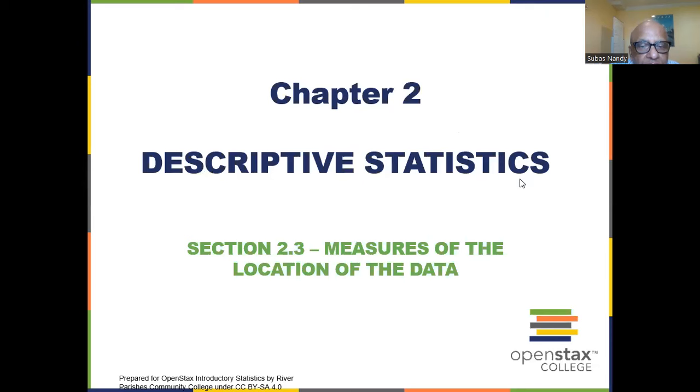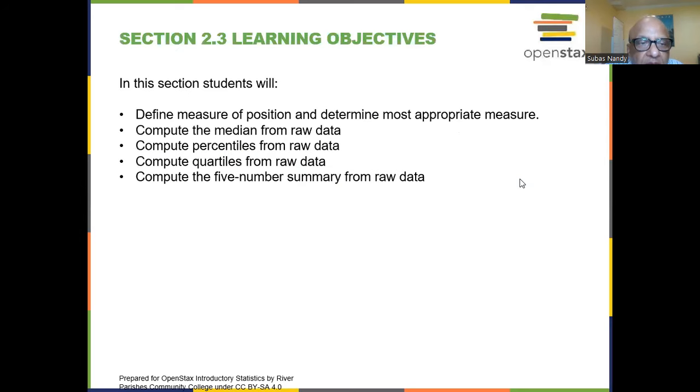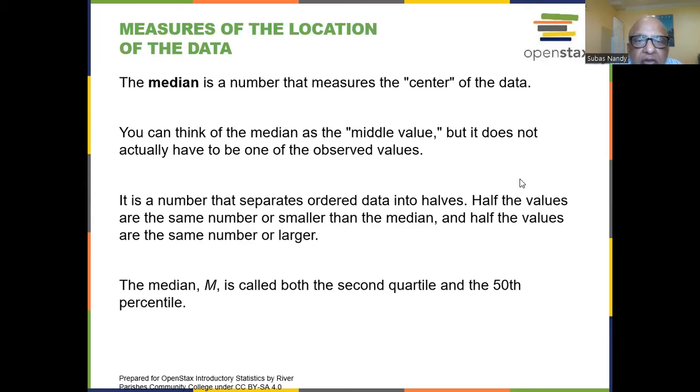Now we will talk about how to measure certain locations of the data. The median is a number that measures the center of the data. You can think of the median as the middle value, but it does not actually have to be one of the observed values. It is a number that separates the ordered data into halves. Half the values are the same number or smaller than the median, and half the values are the same number or larger than the median.